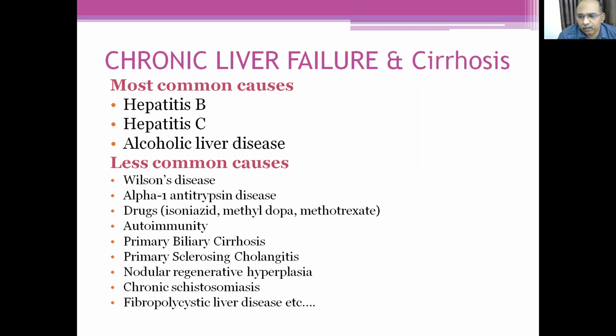What is isoniazid? Where do we use isoniazid? For which disease? Sai Krishna, isoniazid for which disease? Anti-tubercular drug. Okay. And in case of autoimmune hepatitis, chronic liver disease might also be seen. Primary biliary cirrhosis, primary sclerosing cholangitis, chronic schistosomiasis, and fibropolycystic liver disease, etc.